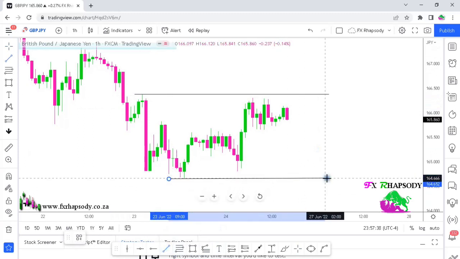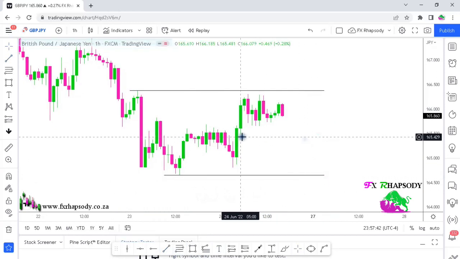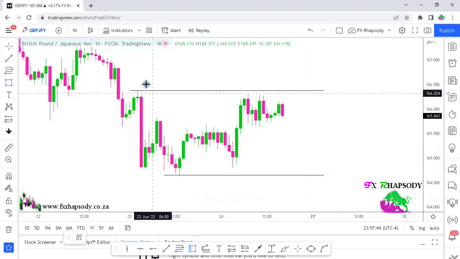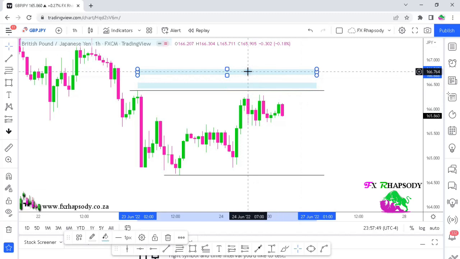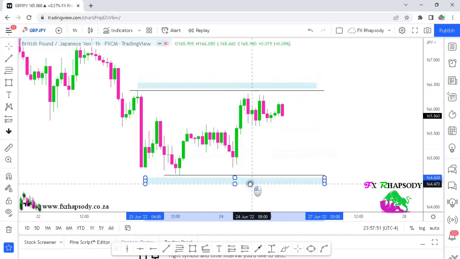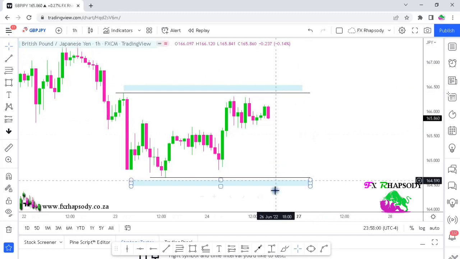Those are the two areas for me that I'm going to be looking at, because above those areas we'll be seeing liquidity in the market. Okay, that is liquidity lying there, and as we know, price action loves hunting liquidity, right? So we're looking at those two areas in the market.